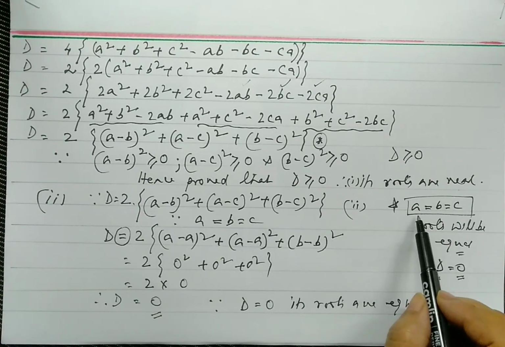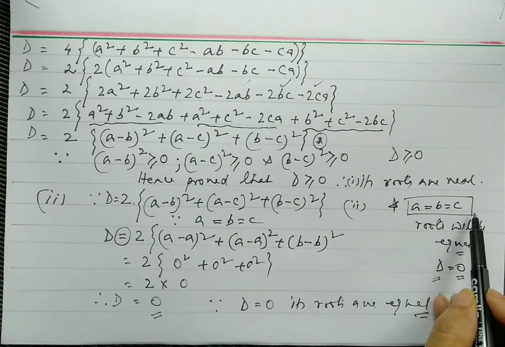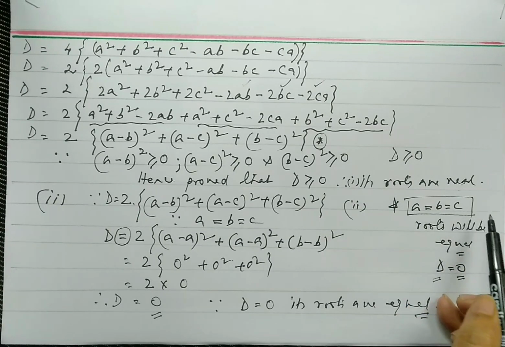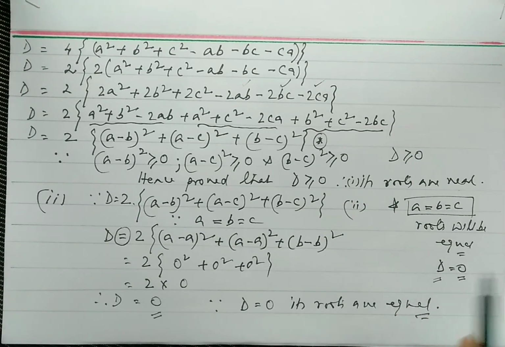If the supposition is that A, B and C are equal to each other, then we have proved the second contention too, that since D we found equal to 0, its roots, because we are talking about one quadratic equation, will be equal. All right. So this wasn't very complicated.